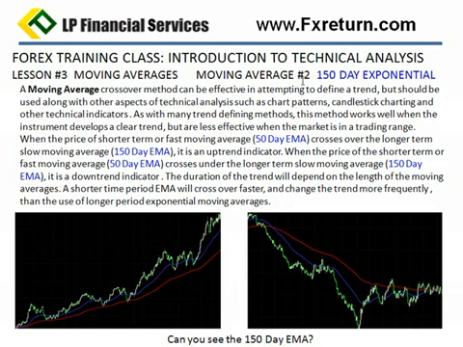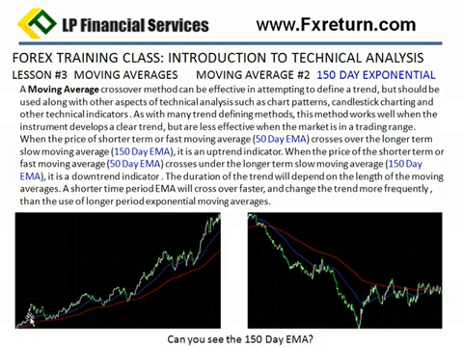When we take a look at moving average number 2, the 150-day exponential moving average, we see that a moving average crossover method can be effective in attempting to define a trend, but should be used along with other aspects of technical analysis such as chart patterns, candlestick charting, and other technical indicators. As with many trend-defining methods, this method works well when the instrument develops a clear trend, but is less effective when the market is in a trading range.